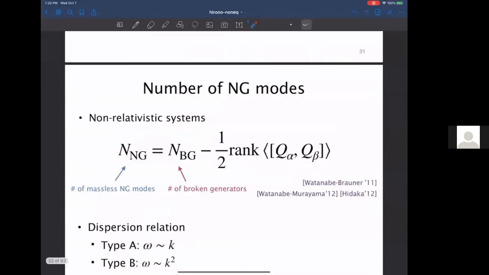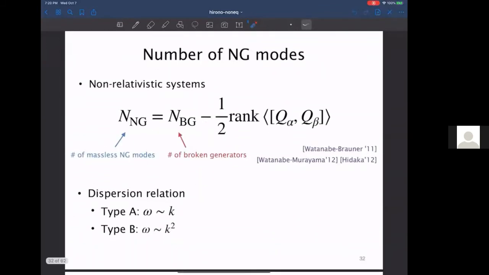And we can see that in the previous example, this is satisfied. In the case of the ferromagnet, the number of broken generators is 2 and the rank of this matrix is 2, so this is 1. And in the case of the antiferromagnet, there's no commuting charge, so this part is 0. So we can see that in this example of the magnet, this relation is satisfied.